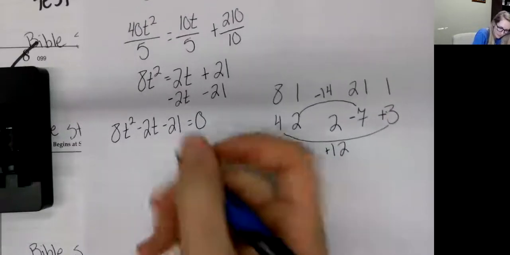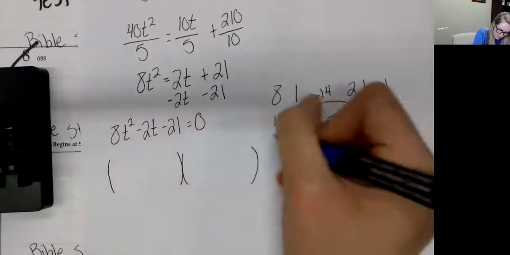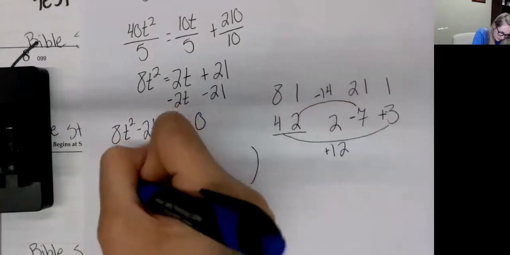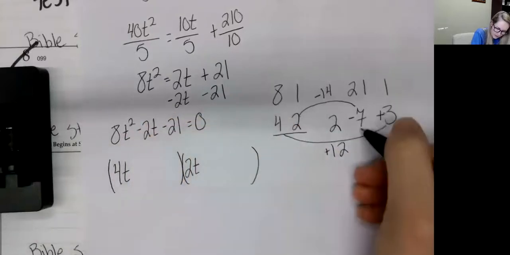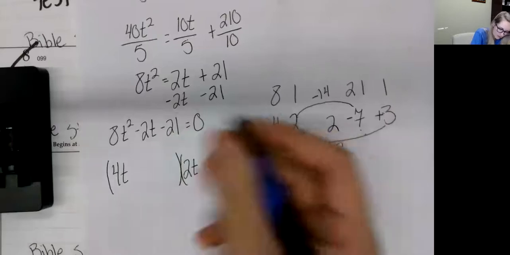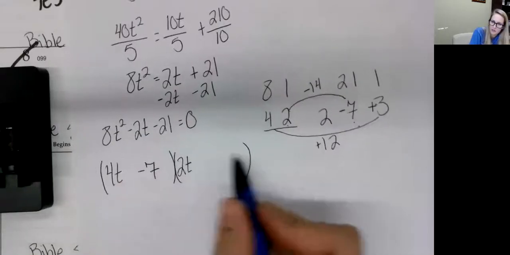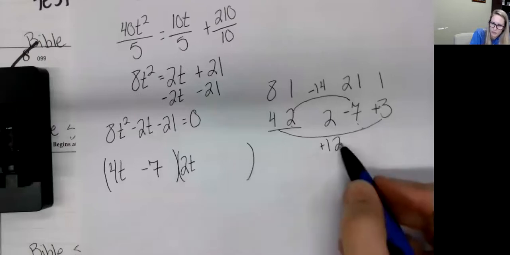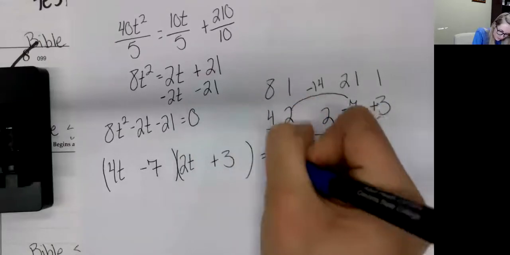And let's break this up. So my first terms are my 4 and my 2. So I have 4t and 2t. Then I have a negative 7, and my negative 7 is being multiplied by that 2, so it has to go here because it can't multiply by it if it's in the same binomial. And then this plus 3 has to go here. It's all equal to 0.